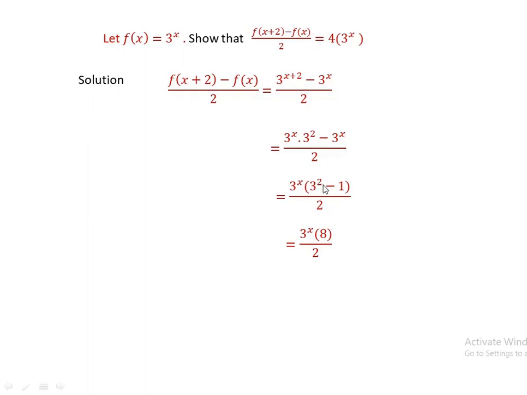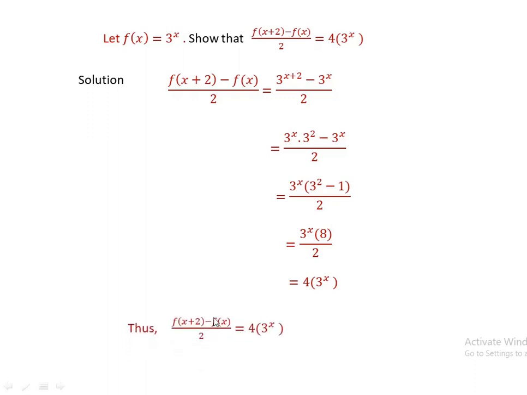3 to the power of 2 is 9, then 9 minus 1 is 8. We have 3 to the power of x times 8, the whole over 2. But this is the same as 3 to the power of x over 2 times 8, or 3 to the power of x times 8 over 2, but 8 over 2 is 4. As a result, we have 4 times 3 to the power of x, which is the required result.